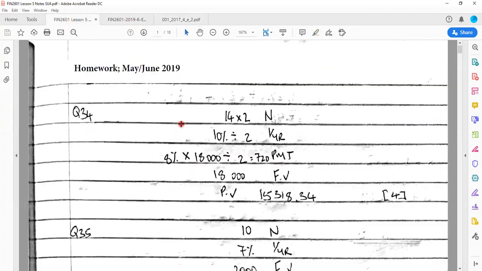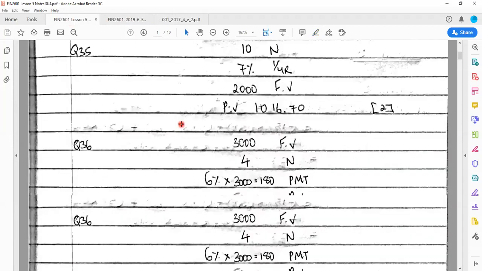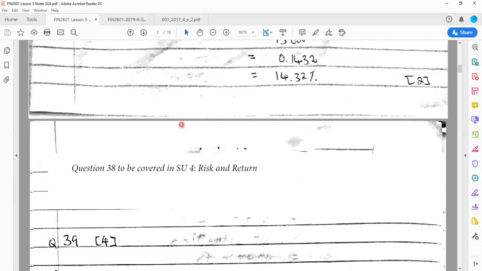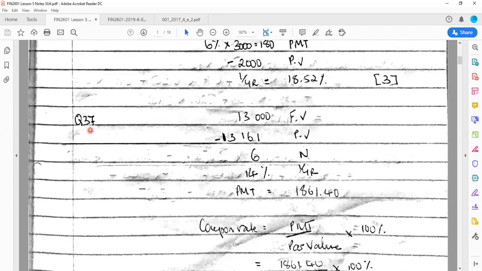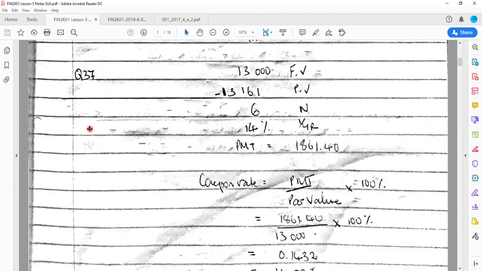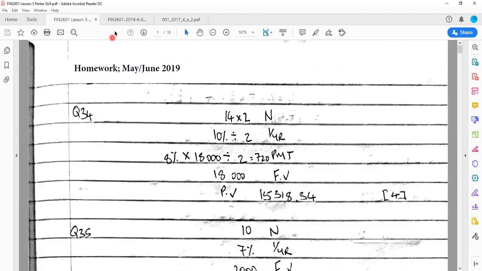So in the previous recording, I gave you some questions to practice. I gave you questions 34 to 40 to practice as homework from May, June 2019. So I will take you through these questions, question 34 to 40, and then I will start looking at study unit 4. I looked at study unit 5 before study unit 4 because study unit 3 and 5 involved using the financial calculator.